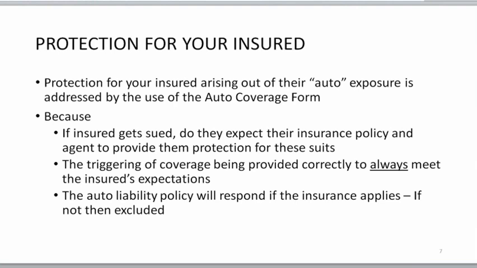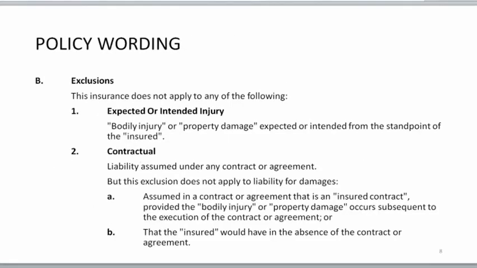Protection for your insured arising out of their auto exposure is addressed by the use of the auto coverage form. Because if the insured gets sued, do they expect the insurance policy and agent to provide them protection for these suits? The trigger of coverage must be provided correctly to always meet the insured's expectations. That is, the vehicles that will be considered a covered auto, and explaining those to the insured. The liability policy will respond if the insurance applies. If not, then it's excluded. And so let's look at exclusions.